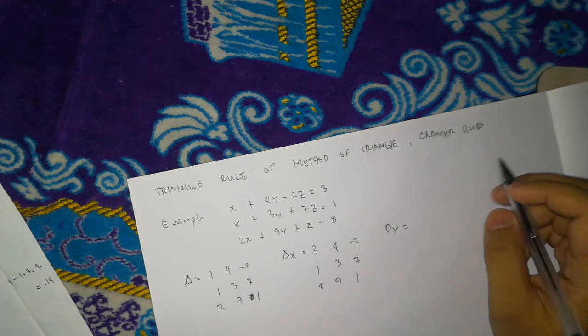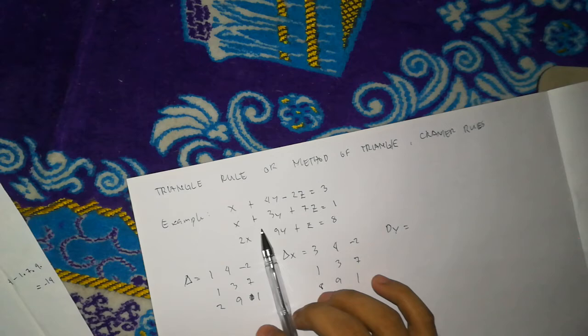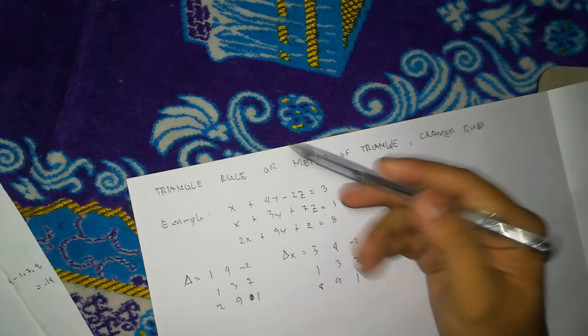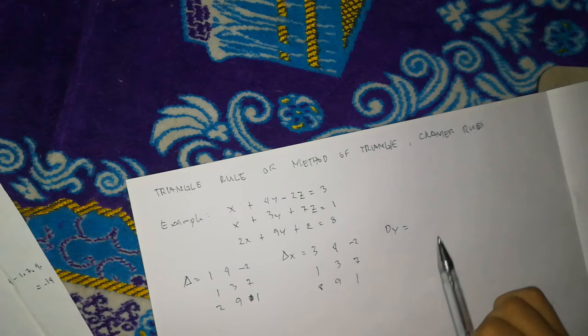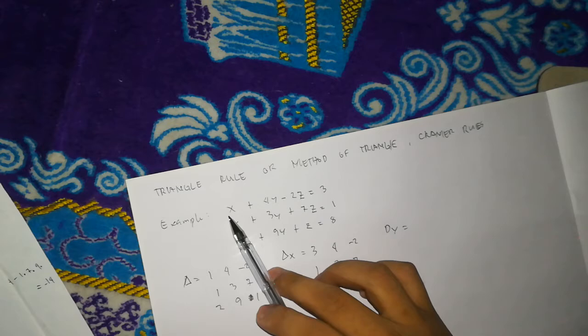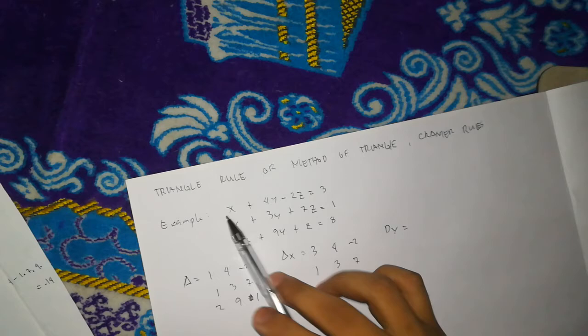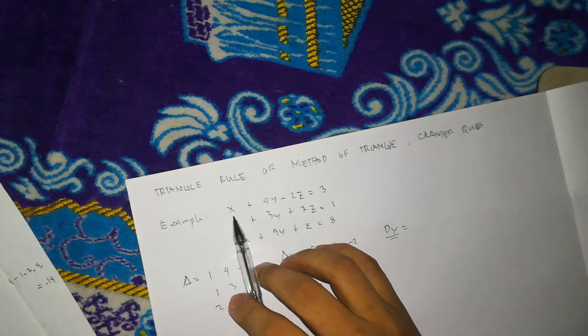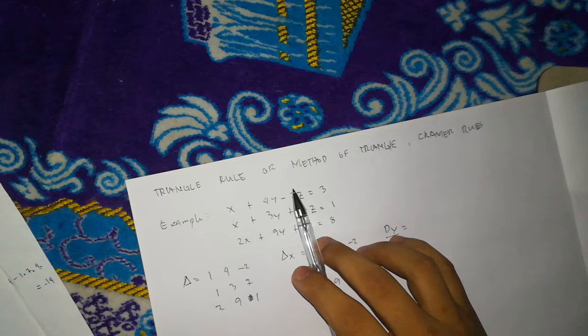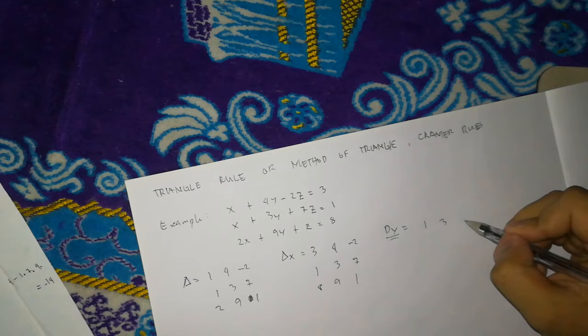Next natin is hanapin natin si y. So asan si y dito? Ito si y, diba? Paghahanapin natin siya, tatanggalin natin siya. So, ang magiging ano niyan is ganito lang. Napakasimple lang yan. Una si A, sunod si D, sunod si C. Kapag y ang hihanapin na, which is the dy, una si A, sunod si D, and C. Okay? So, 1, 3, and negative 2.